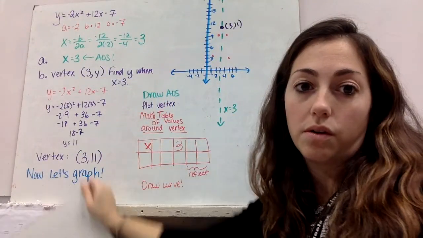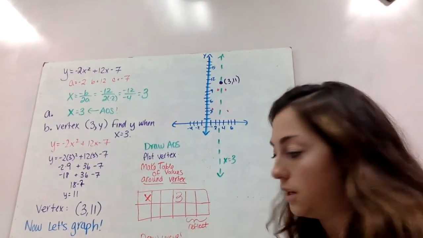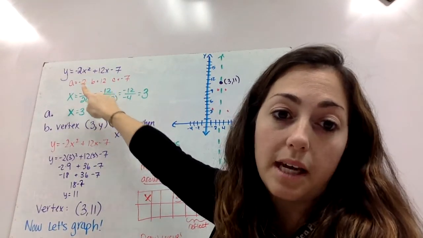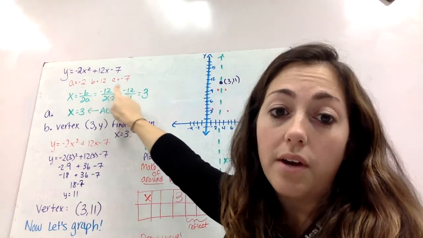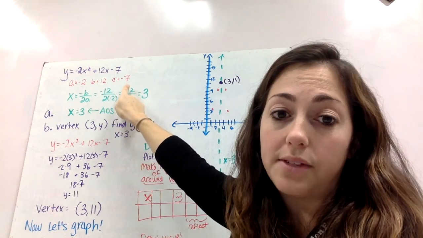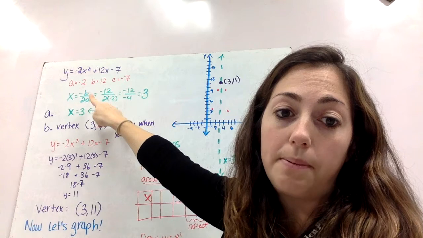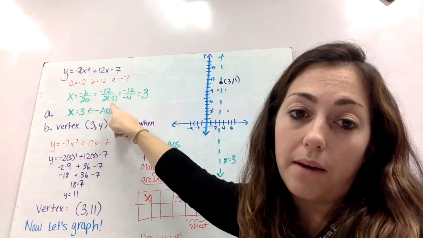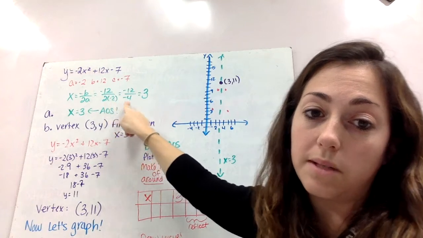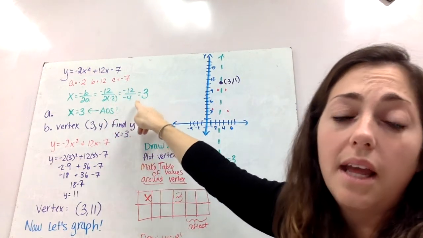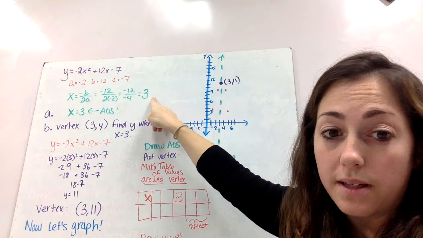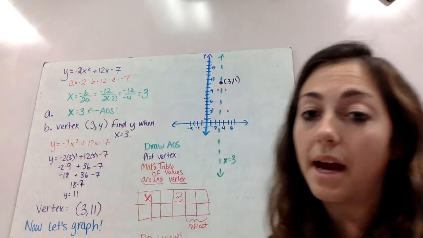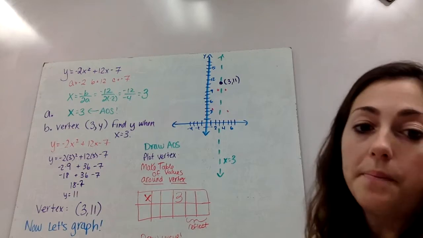So we're now looking up here, a lot more stuff, but pay attention to up here. Your a value is negative 2, your b value is 12, and your c value is negative 7. So when I plug in the opposite of b, it's negative 12 divided by 2 times a. Well, a is negative 2, so that's 2 times negative 2, that's negative 4. Negative 12 divided by negative 4 is positive 3. So x equals 3 is my axis of symmetry, okay?